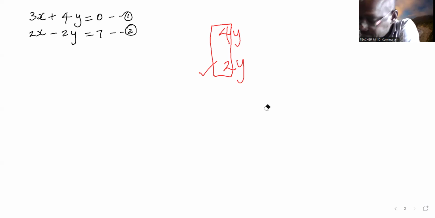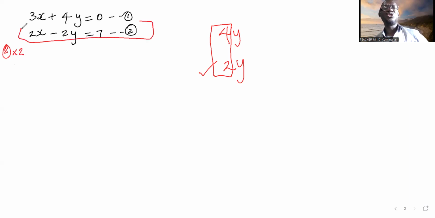You're multiplying equation 2 by 2, actually. It's 2 by 2. Good try. We're going to multiply equation 2, people. So my 2 in a circle means equation 2. Multiply by 2. So I'm going to multiply this equation 2 by 2, and let's see what we're going to get.